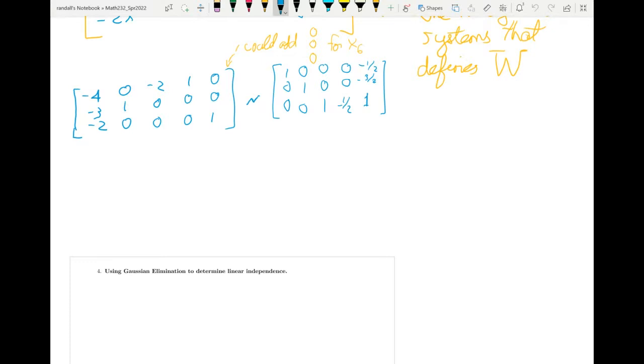Okay, so it's row reduced. All right, so let's read off the solution now. There are 2 free variables. I'll call them, that's x4 and x5.